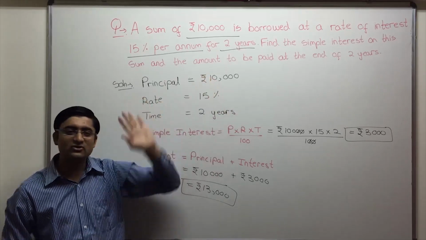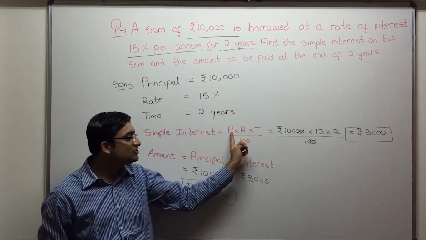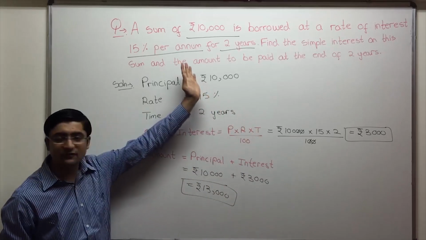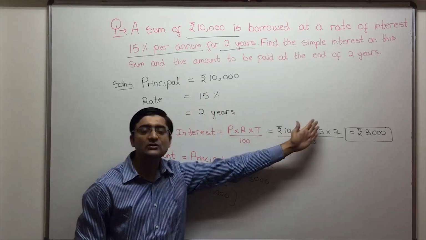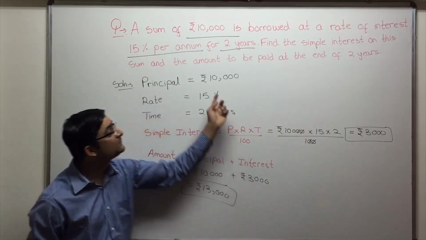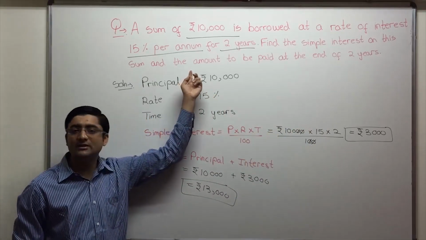So whenever we talk about simple interest, we need three things: principal, rate and time. So first of all in a question, identify the principal, rate and time. Write down the formula, plug in the values. Simple interest is 3,000 rupees. Next we have to find the amount to be paid at the end of 2 years.